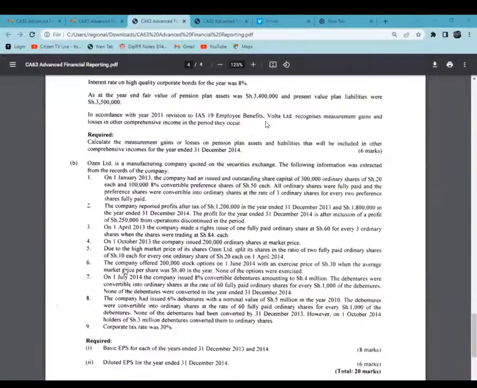The company had issued 6% debentures with a nominal value of 5 in the year 2010. The debentures were convertible into ordinary shares at the rate of 60 fully paid ordinary shares for every 1,000 of the debentures. None of the debentures had been converted by 31st December 2013. However, on October 1st, 2014, holders of 3 million debentures converted them into ordinary shares. Corporation tax rate is 30%. So they want me to give them the basic EPS for each of the years. And if I'm the one doing this, I know the low-hanging fruits.